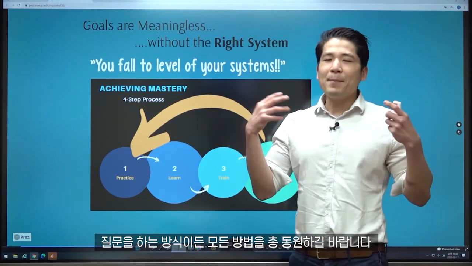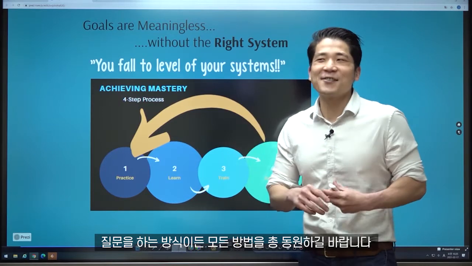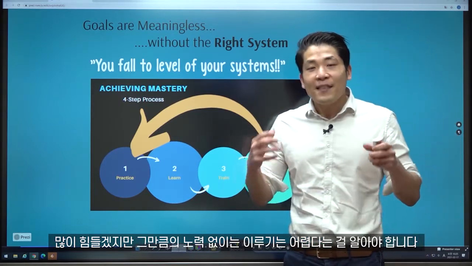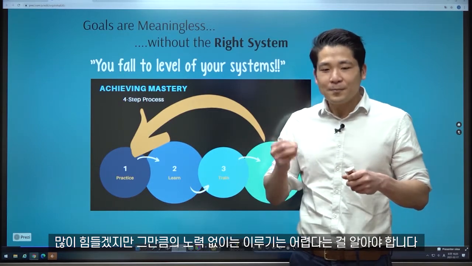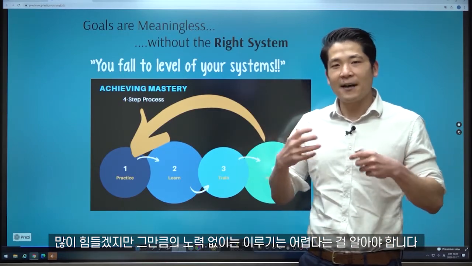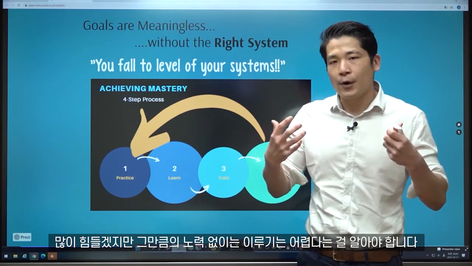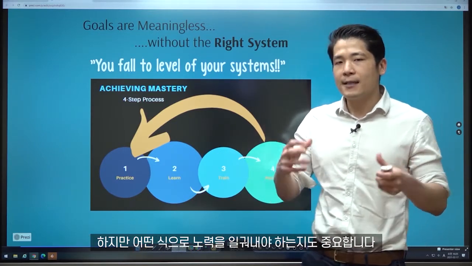Now, you might be thinking, man, Jin teacher, this sounds like a lot of work. And you're right. But guys, no meaningful goal is able to be achieved without effort. So you have to put in this sort of work, but the quality of work that you do does matter.